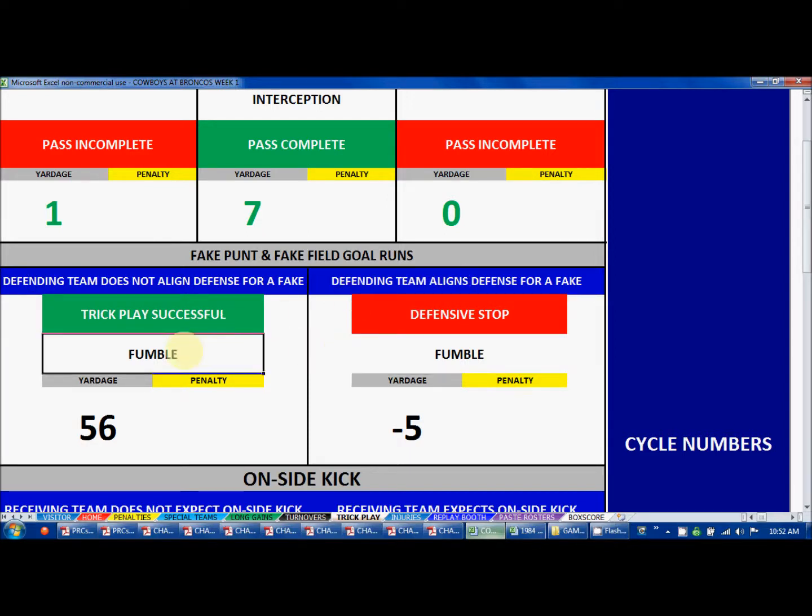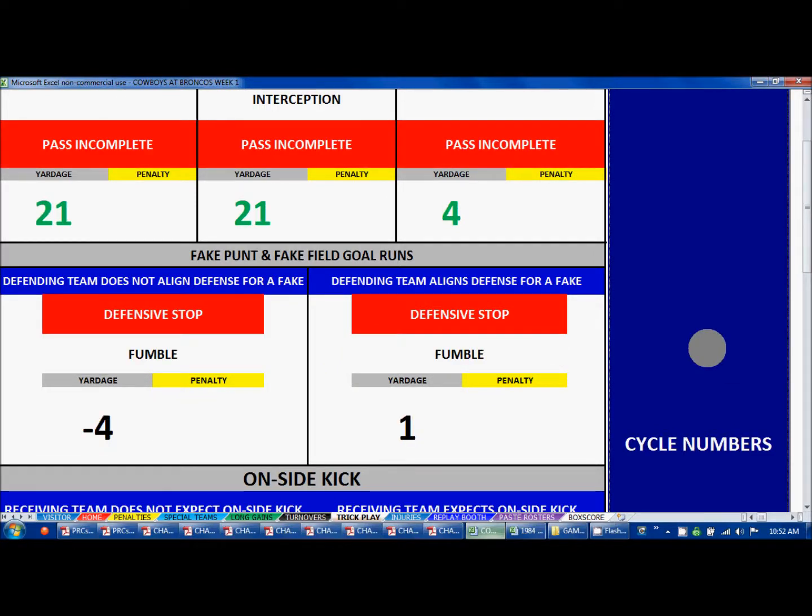This here, again, when this comes up, that is the actual result of the play. And then this changes whether the defense stops it or whether the trick play is successful. The number of yards gained changes.